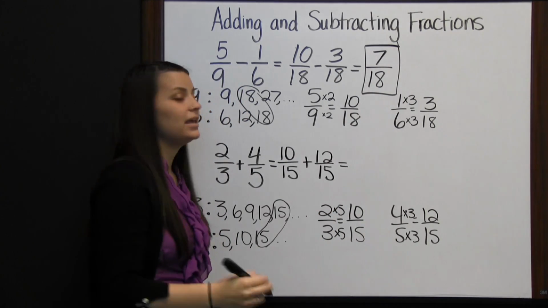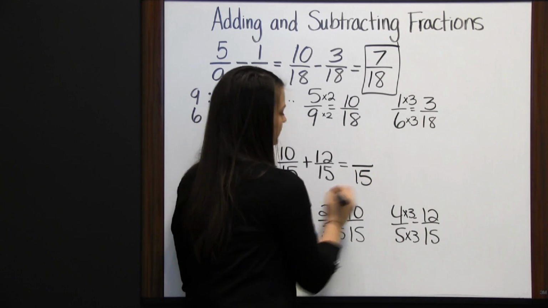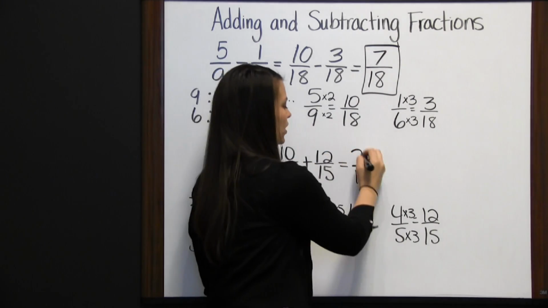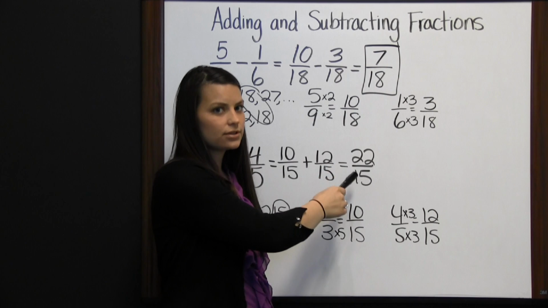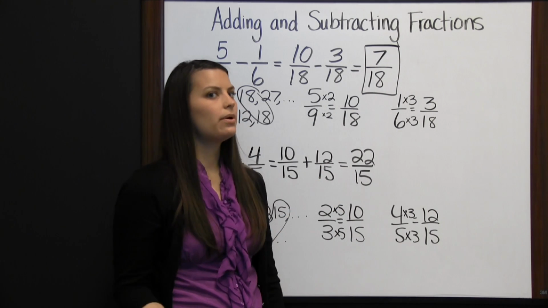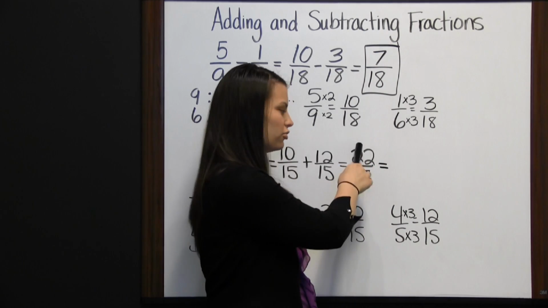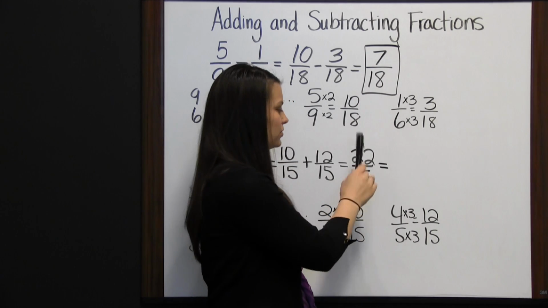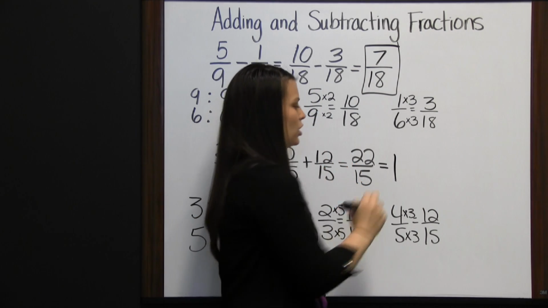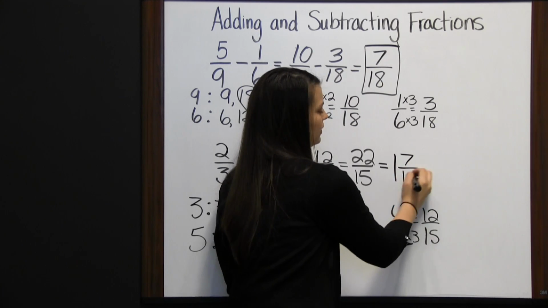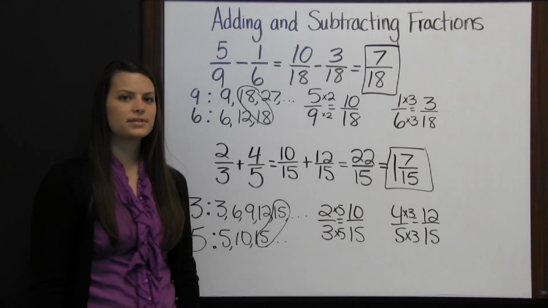12/15. And again, we add the numerators and put that result over our denominator. 10 plus 12 is 22. And this is an improper fraction since our numerator is larger than our denominator, so we'd want to change it to a mixed number. To change this improper fraction to a mixed number, we're going to divide our numerator by our denominator. 22 divided by 15 is 1, since 15 goes into 22 one time, with 7 left over out of 15, and the denominator stays the same. So 1 and 7/15 is our result.